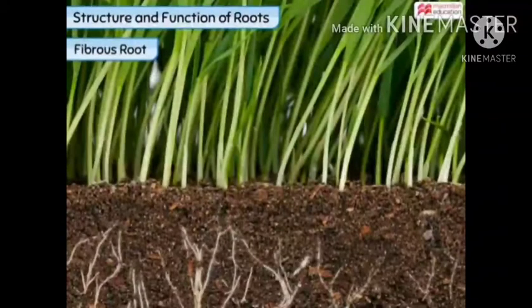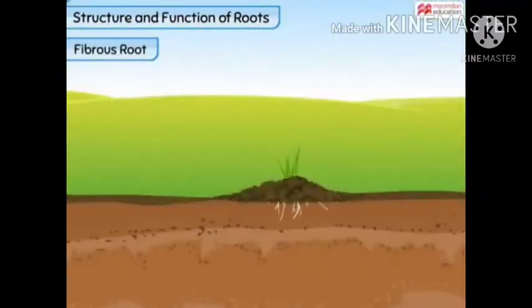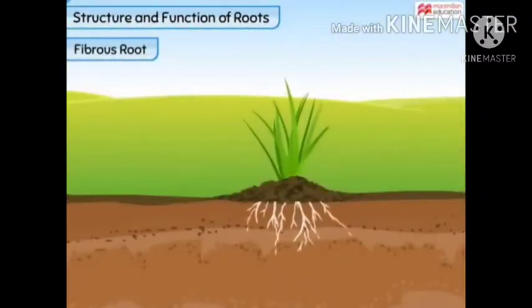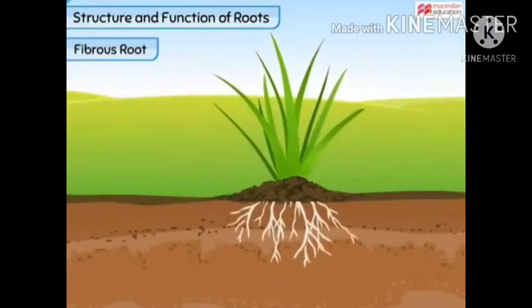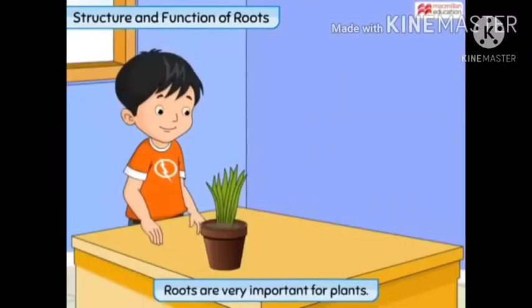The fibrous roots are seen in plants like grass. In this type of root system, numerous roots of the same size grow from the base of the stem. These roots grow sideways in a bunch and do not go very deep into the soil. Some plants that have fibrous roots are onion and wheat. Roots are a very important part for plants.